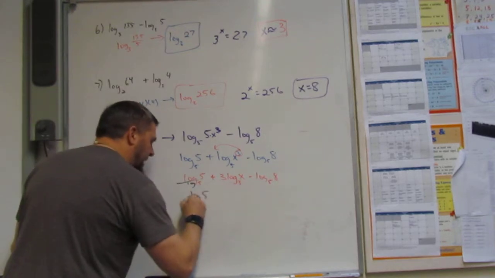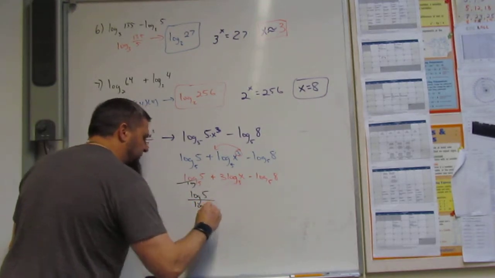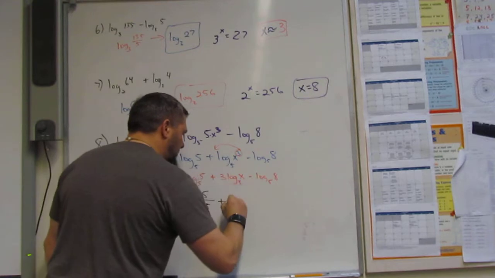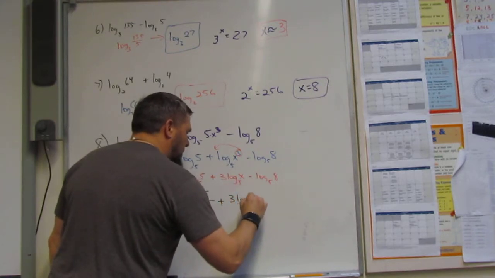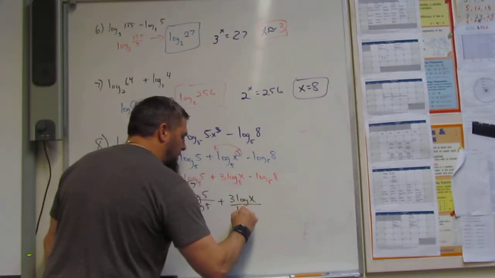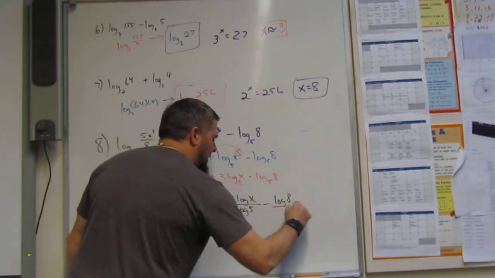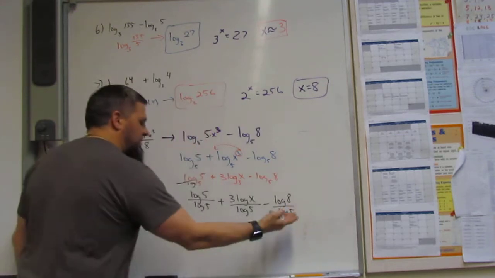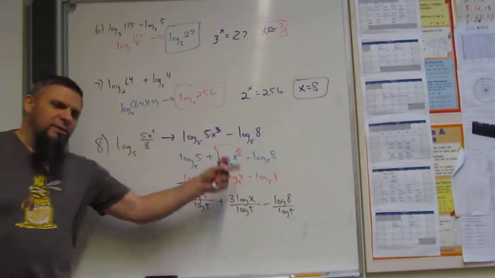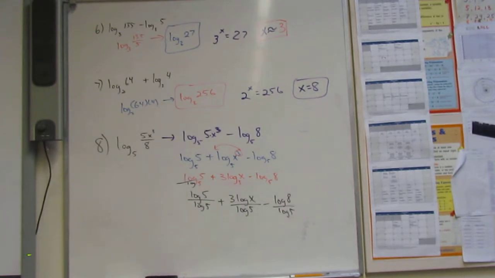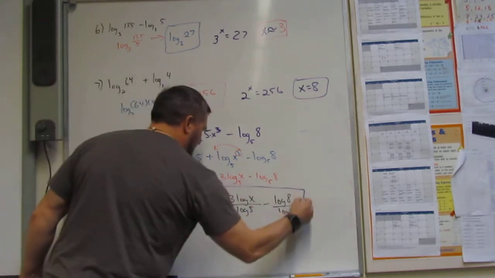So log 5 over log 5 plus 3 log x divided by log 5 minus log 8 divided by log 5. Notice they're all log 5s because the bases are all the same. Now, if you went to the next step and made log 5 over log 5 equal to 1, that's okay. I'm not looking for that, though. This is where I'm looking to end it.